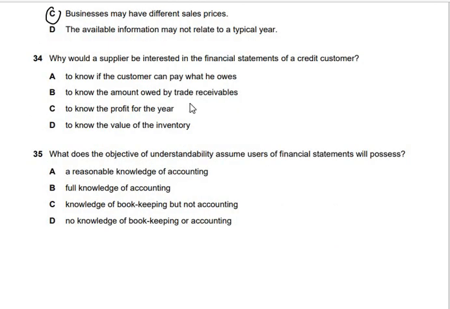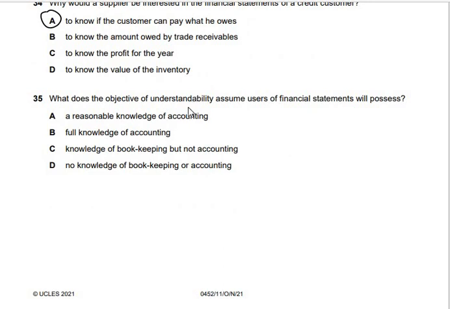Right. So question number 34. What would a supplier be interested in, in the financial statement of the credit customer? A supplier is interested to know if the customer can pay what he owes. I think this is straight away the answer without going any further. Right. Now, question number 35. What does the objective of understandability assume users of financial statements will possess? A reasonable knowledge of accounting, of course, so that they can easily understand the records.